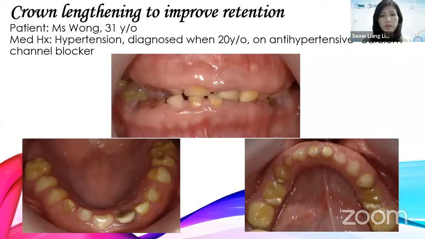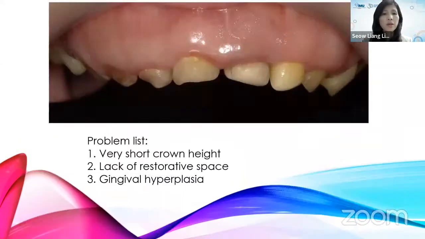So for this patient, the main issue with her is that the crowns are really, really short. And some of them are actually deciduous teeth as well. For example, this canine is actually a C. Are we able to restore it? Some of you may say, oh, it's almost like a retained root. But hang on, you can see after crown lengthening, we are able to get better crown height. And with the adhesive technique, we are able to restore it.